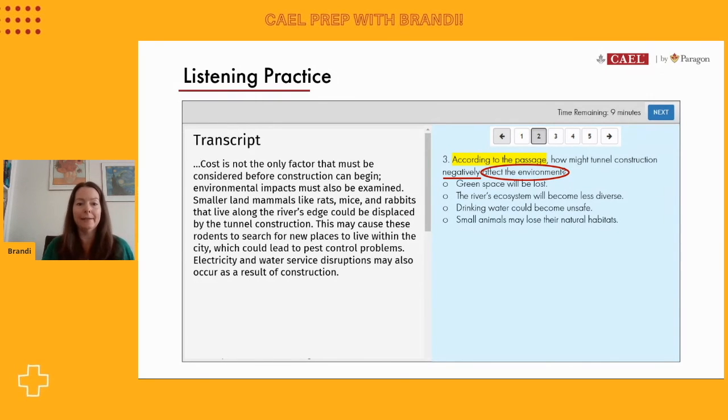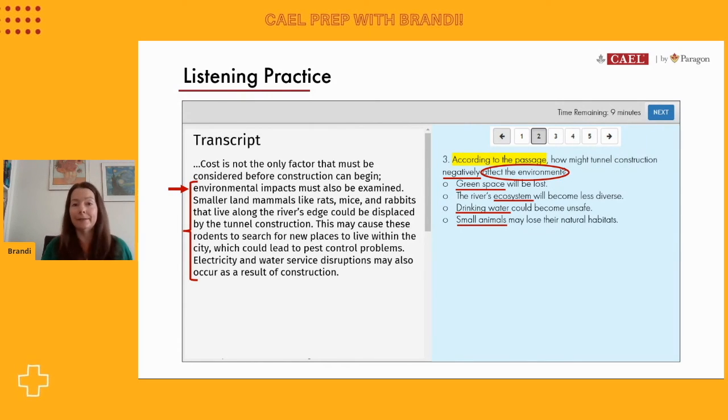Having a look at your four answer choices, we're trying to determine if it has to do with green space being lost, the ecosystem becoming less diverse, drinking water becoming unsafe, or small animals losing their habitats. As we continue to listen, the speaker did bring up the phrase environmental impacts. As soon as we hear that word environmental, we understand that the answer is probably close by. And even the word impact has a negative connotation, almost like a consequence. So this matches what the question is asking us about the negative effect on the environment that would occur should this tunnel be constructed.